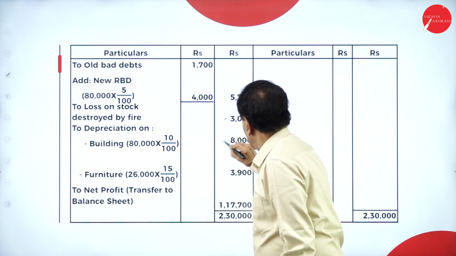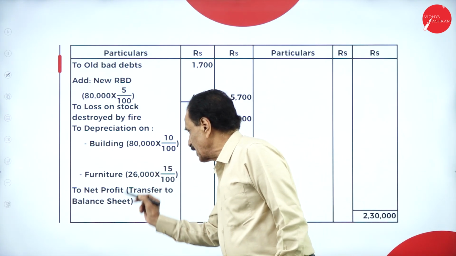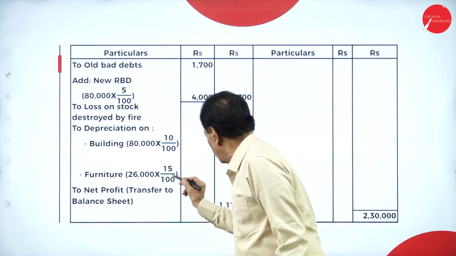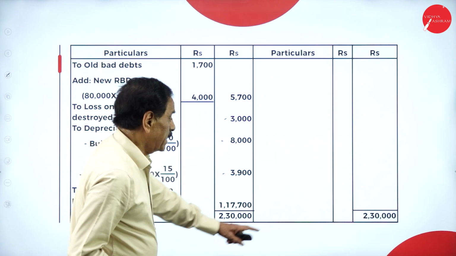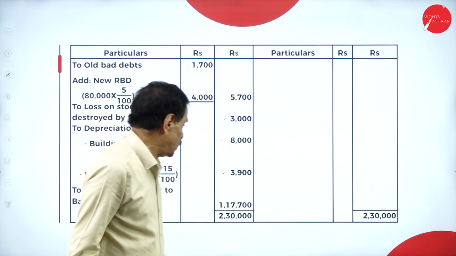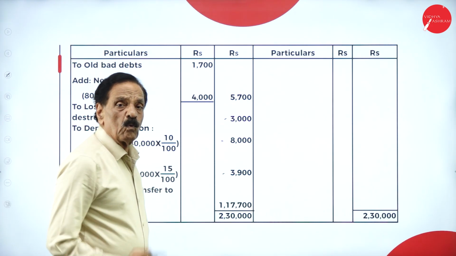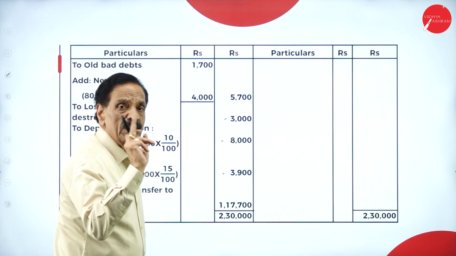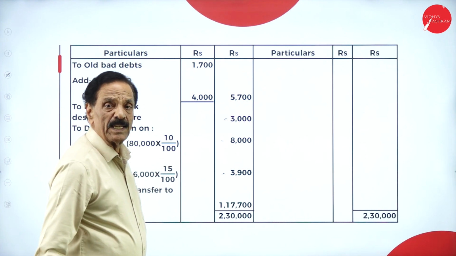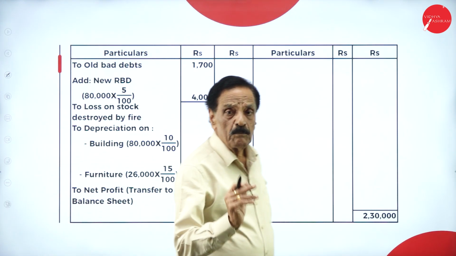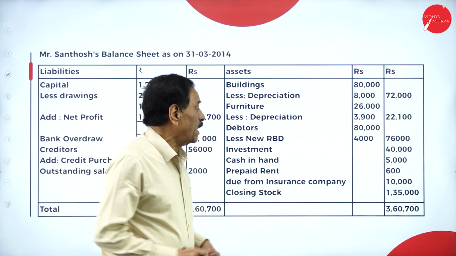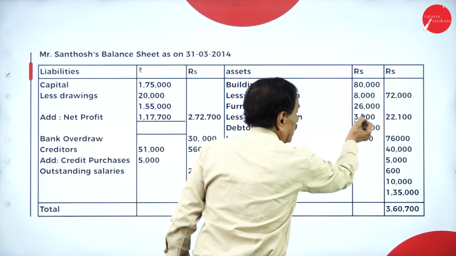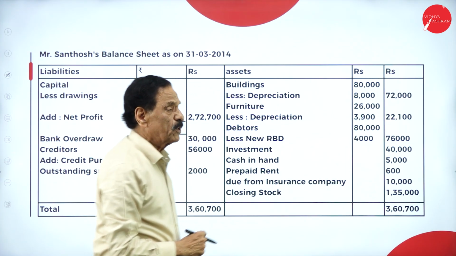Then depreciation on building 10%. 80,000 into 10 by 100 is 8,000. Depreciation on furniture 26,000. 15 by 100 is 3,900. So your credit side total is 2,30,000. The difference will come 1,17,700, which is considered as a net profit. We'll move on to balance sheet now. Your building value is 80,000. How much depreciation? 8,000. Today's net value is 72,000.